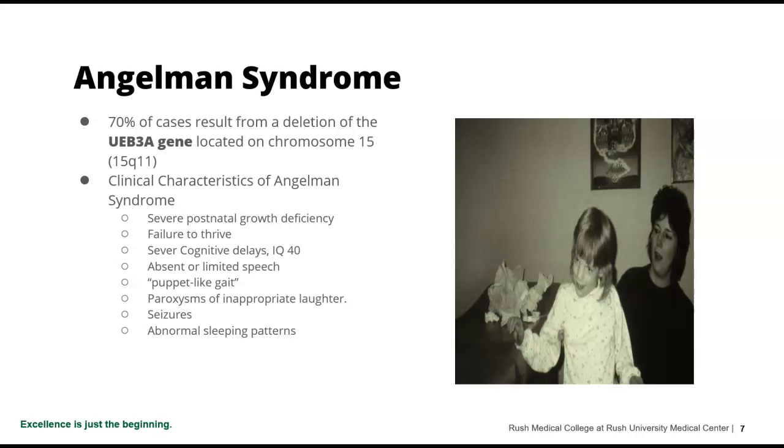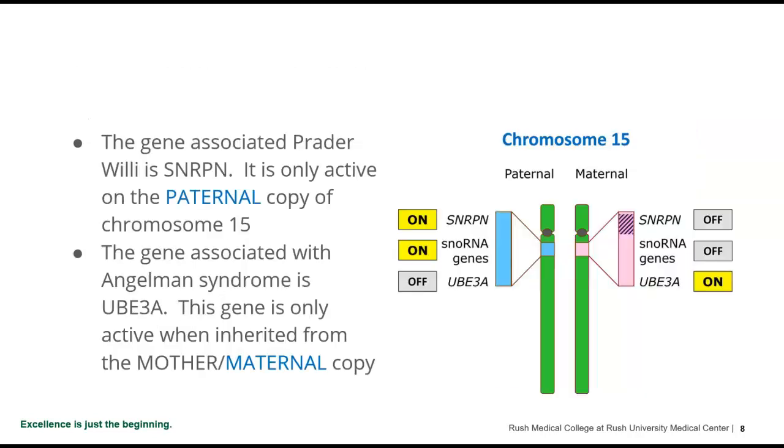They have seizures and very poor sleep patterns. Sometimes they don't go to bed till two or three in the morning. They're very disruptive. One of the questions I always ask is about sleep with some of these syndromes. So, the gene associated with Prader-Willi is SNRPN.